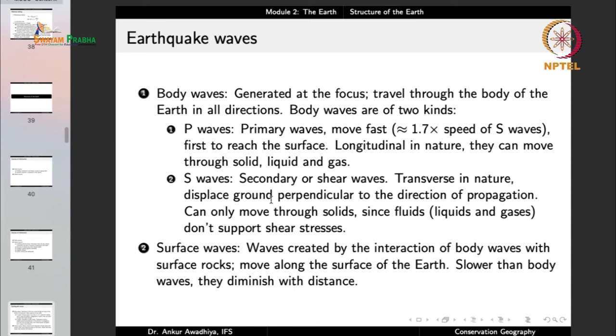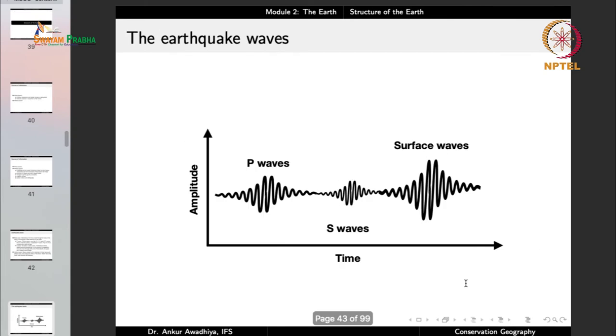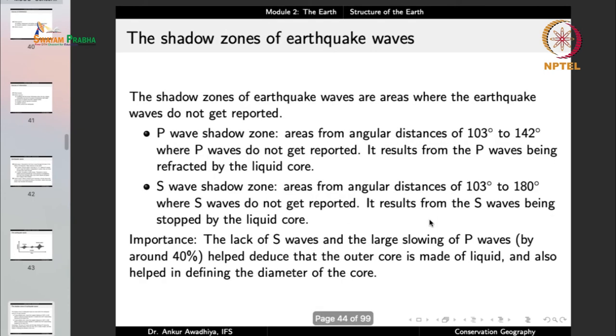Whereas shear waves are transverse in nature. They displace the ground perpendicular to the direction of propagation, and they can only move through solids because fluids do not support shear stresses. And when these body waves come to the surface, then waves are created by the interaction of the body waves with the surface rocks, resulting in surface waves, which move along the surface of the Earth, and they are slower than body waves and they diminish with distance. So if we plotted the amplitude versus time, the first waves will be the P waves, followed by S waves, followed by the surface waves.